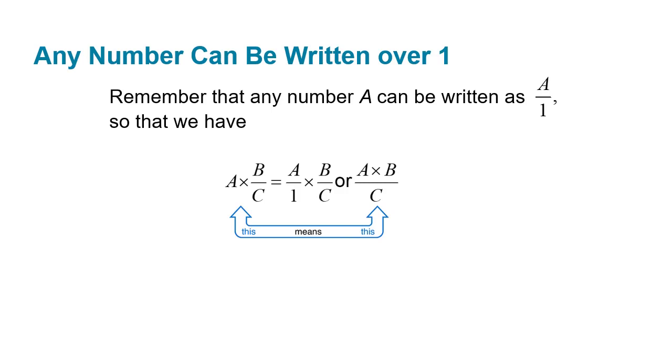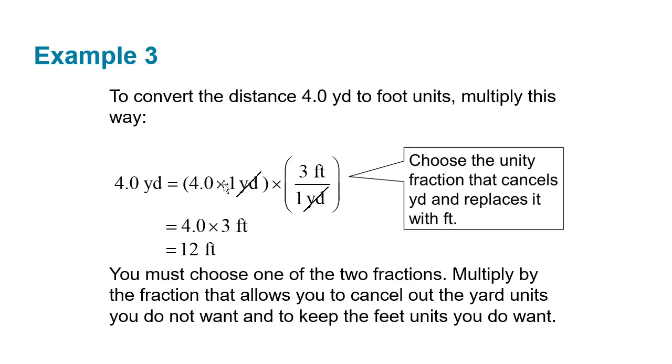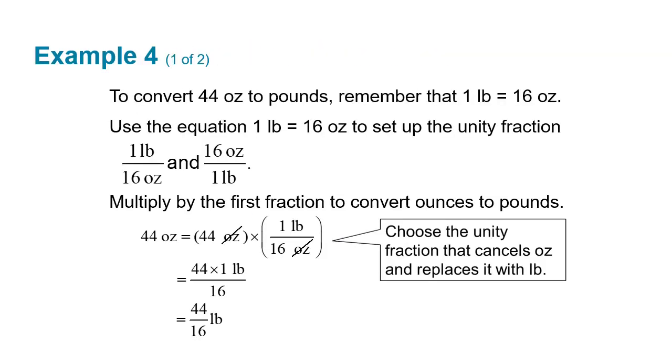Now, in order to help you understand how this works, you have to remember that any number is equal to itself over 1. So we can take things like 4 yards and write it as 4 yards over 1. And then all the fractions line up, and we get this common line that goes all the way through them, and that's what I end up calling the conversion line.